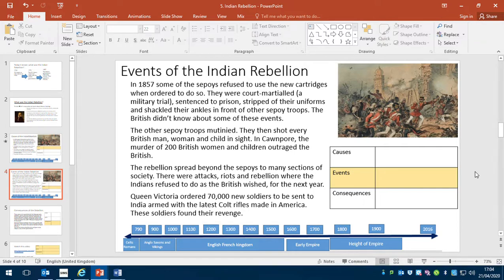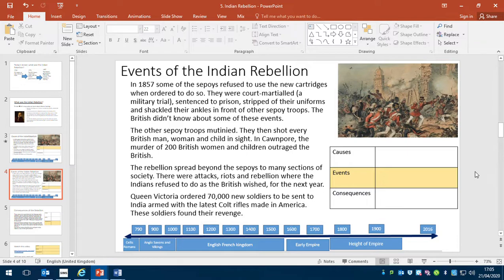Those soldiers, those sepoys, shot every British man, woman and child in sight. In Cawnpore, a big city in India, 200 British women and children were murdered.